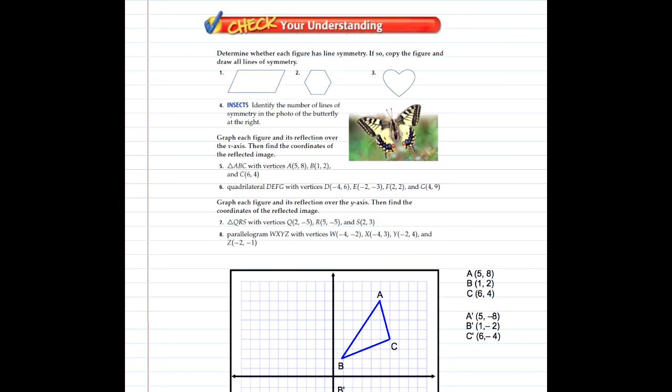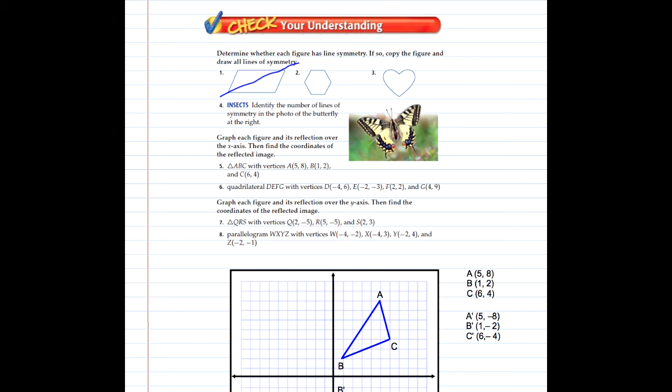Determine whether each figure has line symmetry. If so, copy the figure and draw all lines of symmetry. This is one of the trickier ones that you'll see. This is a parallelogram. It does not have a line of symmetry. Students think that this one does, but if you fold it in two, it doesn't match. It does not have a line of symmetry.